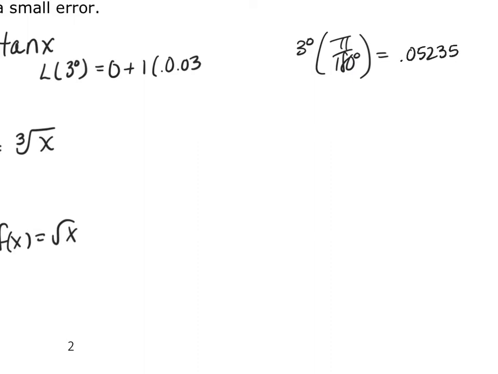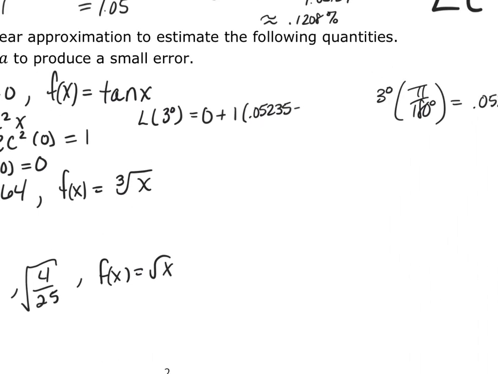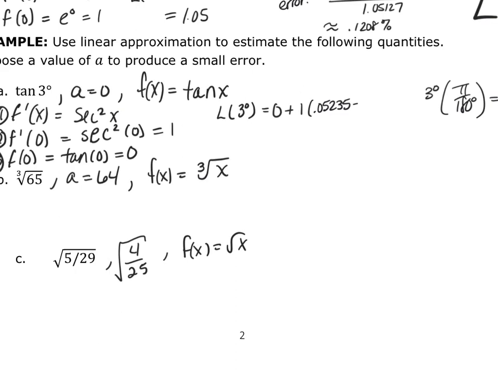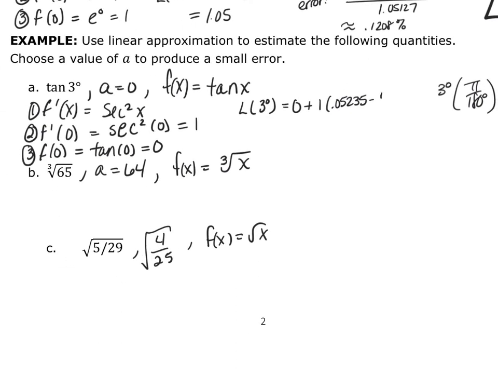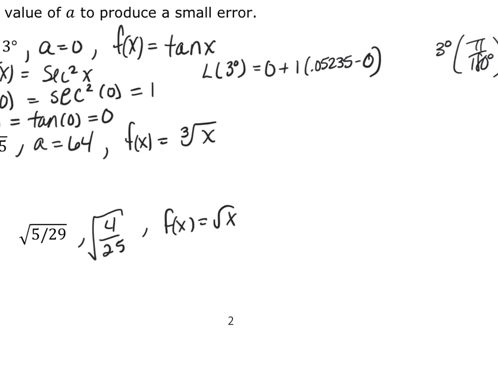Okay. So the approximation is what we need to put in here, which is going to be 0.05235 minus, well, what did I start out with? I minus my A value. My A value was 0. And so I end up with 0.05235. That's what the linear approximation of 3 degrees is.